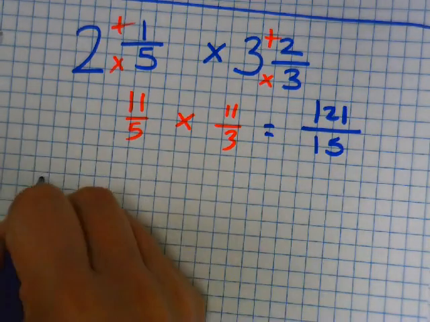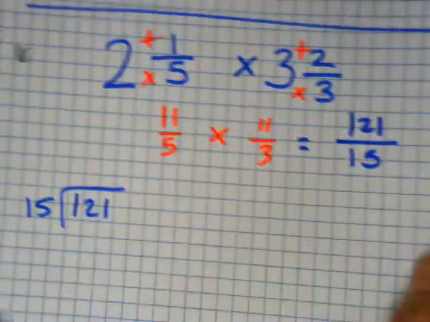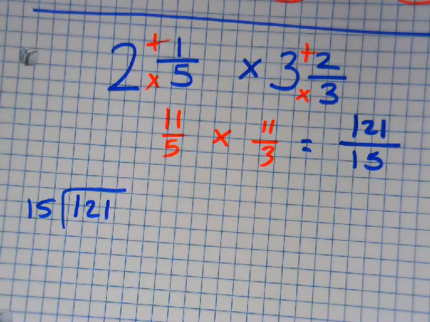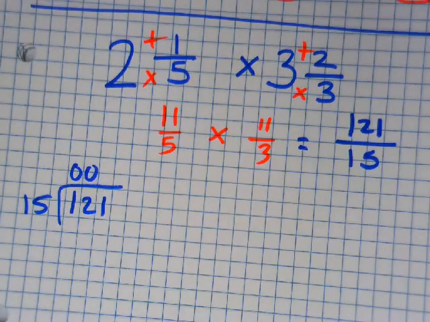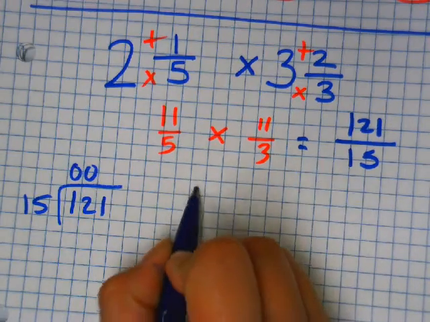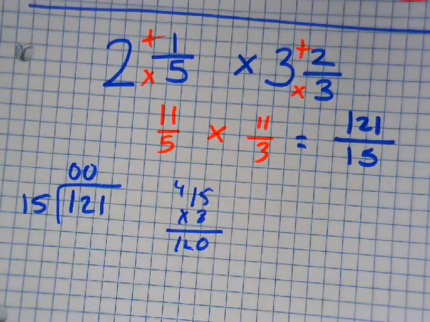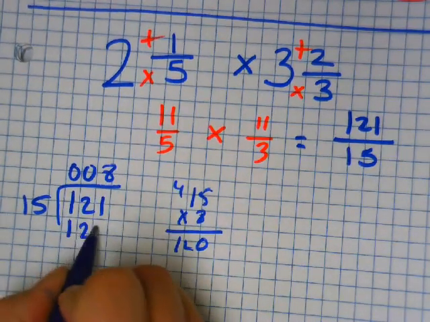Do we have to... no, wait, we can't simplify. Mixed number. How many times does 15 go into 121? Like, at least 7. Wait, no, 10. No, wait, 8. So you know it can't be greater than 10. 15 times 8 is 40, carry the 4, 12. Yeah, 8. That gives you 120. Remainder 1.